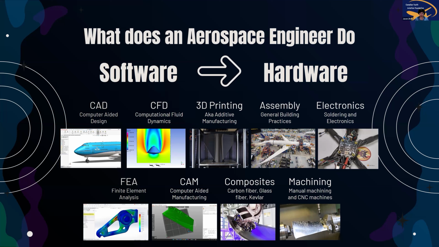But continuing on, we have Computer Aided Manufacturing, or CAM. So this is when we're shifting from stuff we're doing from the software to something we're doing with our hands. CAM is kind of in the middle where we're using something on our computer to do something else in real life. We also have 3D printing, composite manufacturing, and general building practices, machining, and electronics.